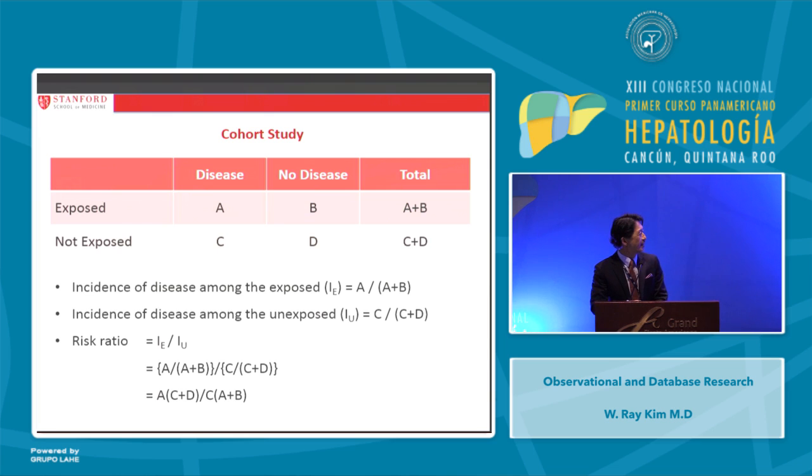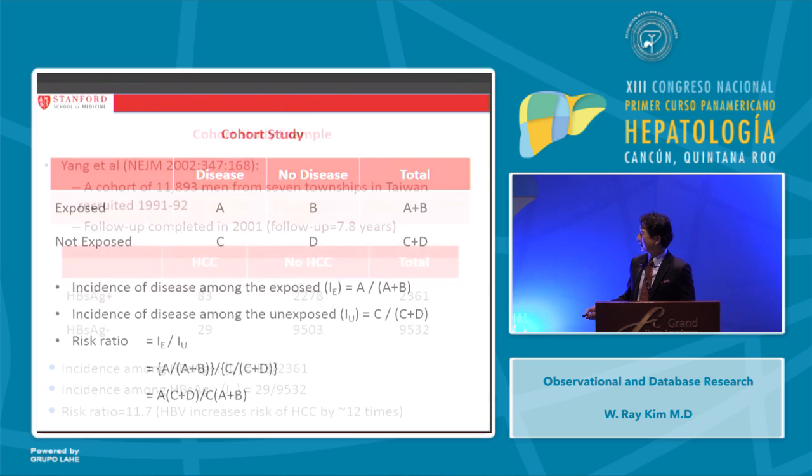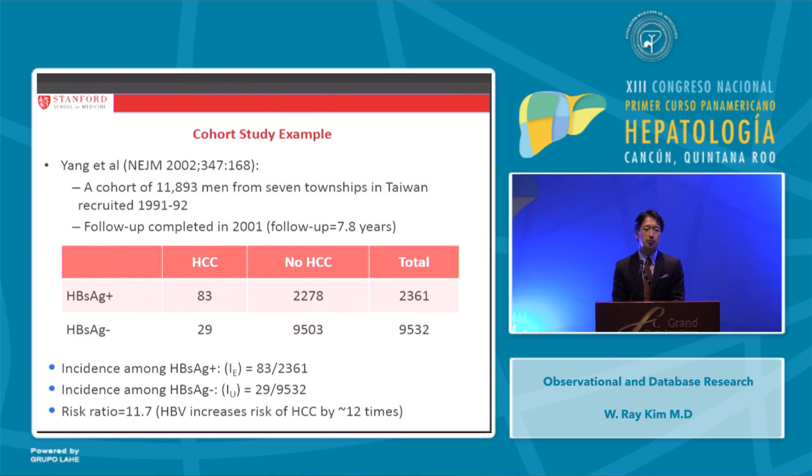Okay. And then incidence of disease among the unexposed is the second row. C plus D is the denominator, and C is the numerator. So then you can calculate a risk ratio between that, and that gives you a risk in terms of surface antigen positivity giving rise to hepatocellular carcinoma. So that's what you want to get at the end of the day when you do a cohort study.